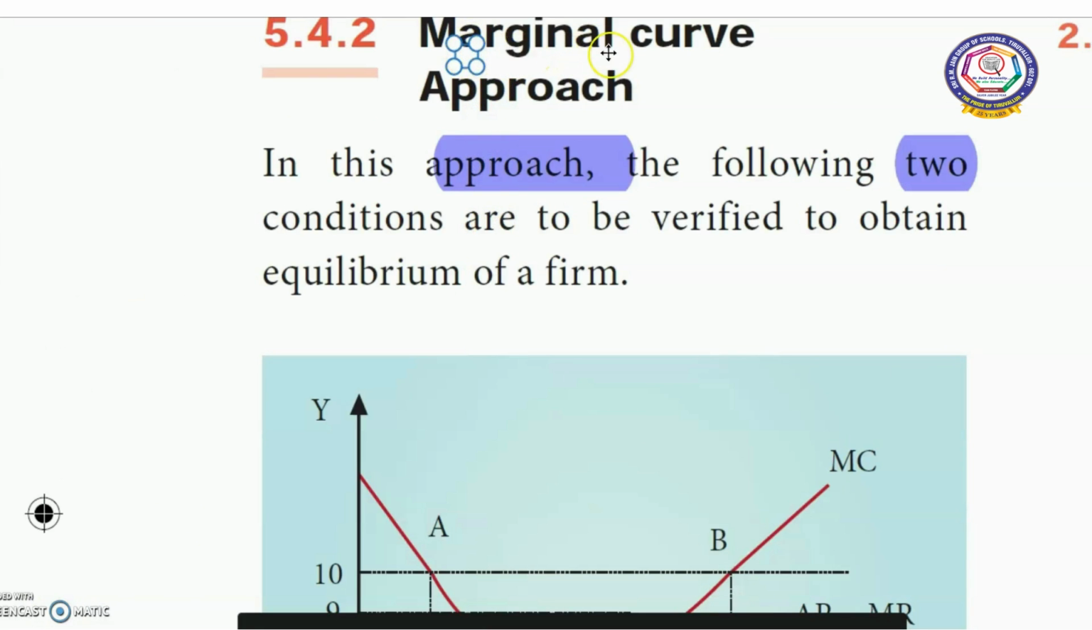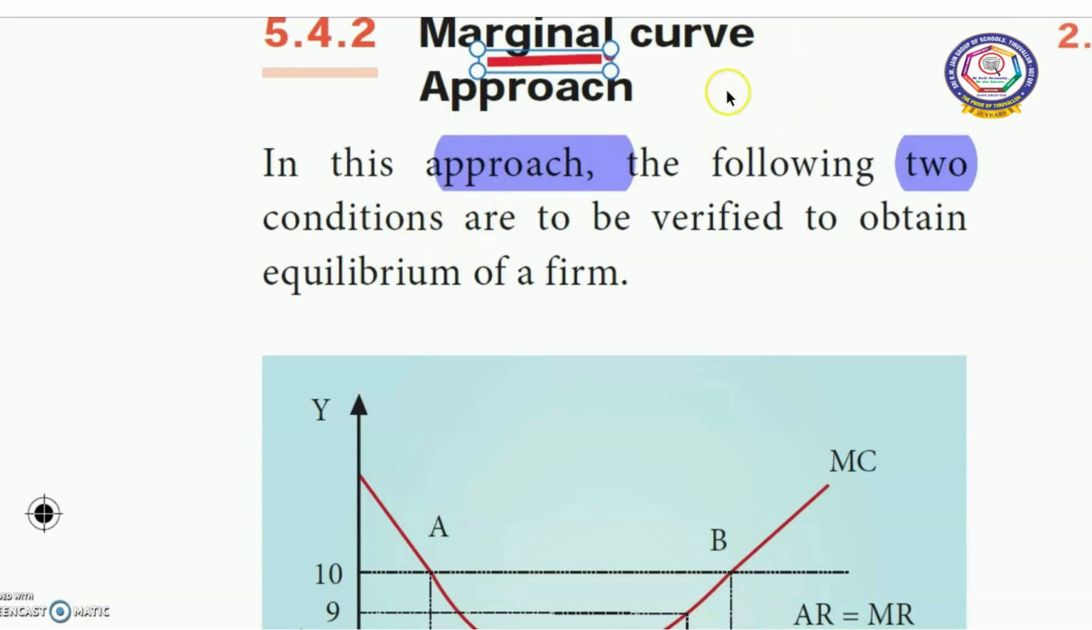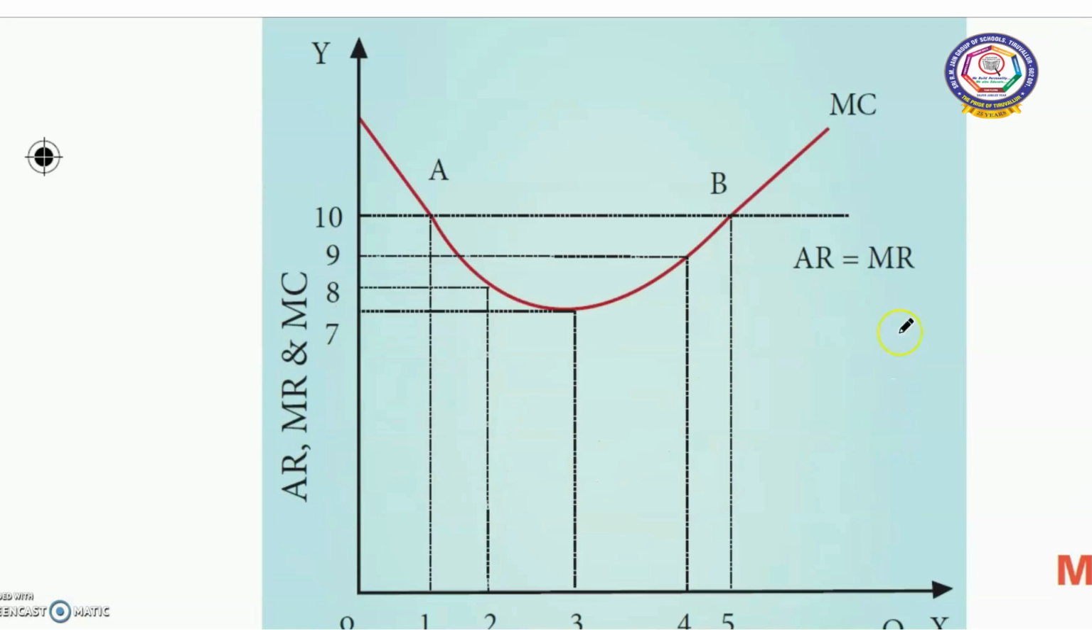Now, we are going to discuss about the marginal curve approach. In this approach, we have to follow two conditions. Two conditions have to be verified to obtain equilibrium of a firm. The two main conditions are, one, MC equal to MR, and one more, MC cuts the MR curve from below. This we are going to discuss in detail.